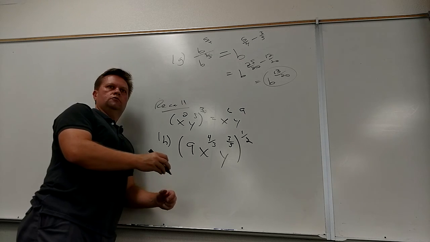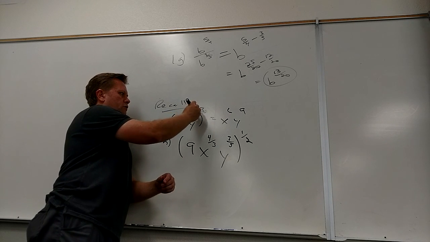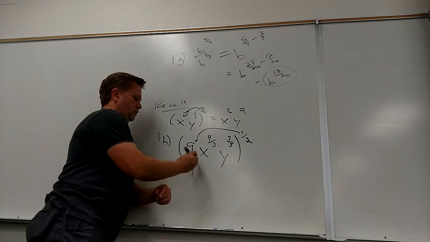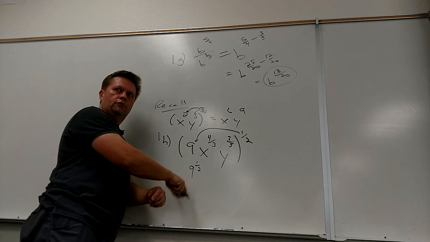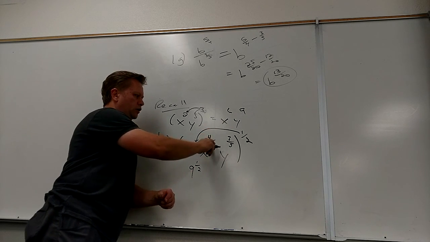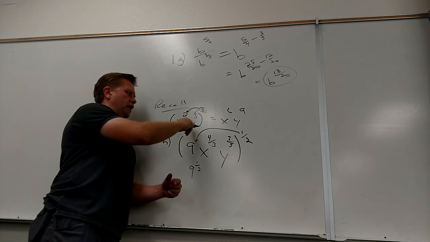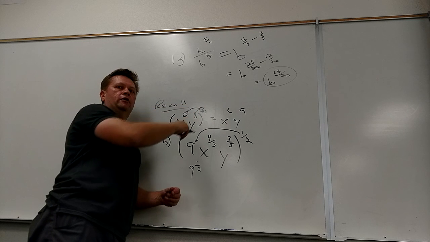So what do you do? What did you do with this 3? Didn't you distribute it? So it'll be 9 to the 1/2, which is really the square root of 9, which is easy. X, what do you do with the powers? Multiply. You always multiply when you have something raised to a power raised to another power.